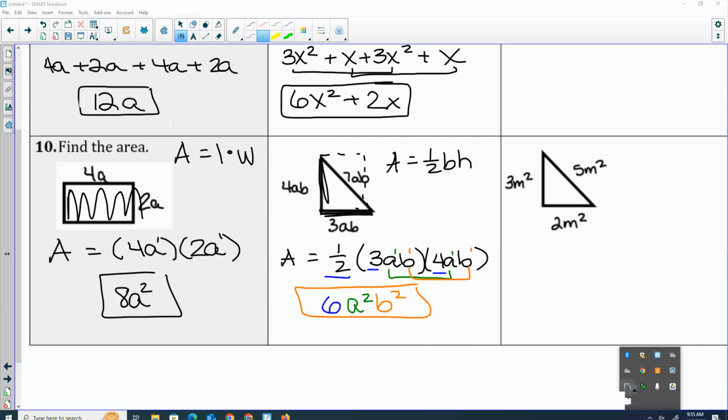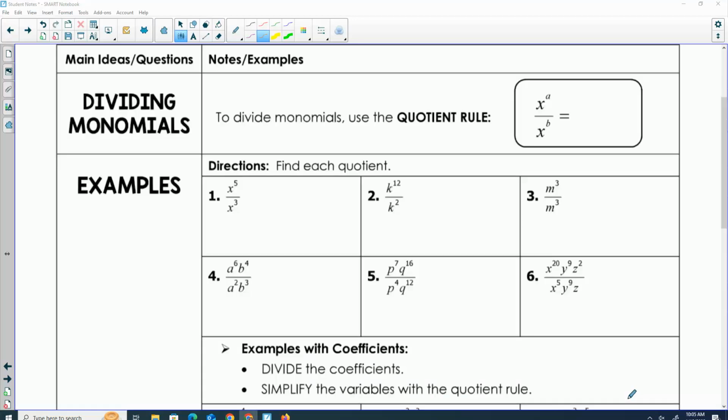The next piece that we are talking about is dividing. So we have added, subtracted, multiplied. Next step is dividing. We're going to do example 1 first to come up with our rule.